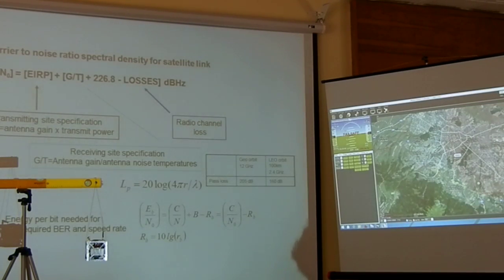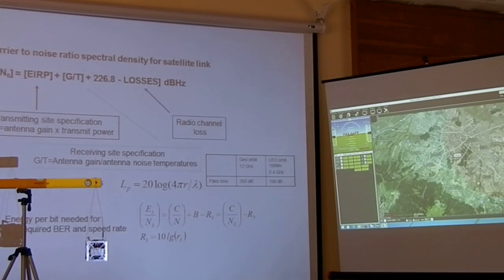So in order to have a good communication, you need to achieve a certain ratio between the useful information and noise. This is the so-called carrier to noise ratio. And all the philosophy of links is connected with this simple equation. You can see that the carrier to noise ratio depends on the transmit power and the gain of the transmit antenna, the gain of the receiving antenna, and losses in the channel.